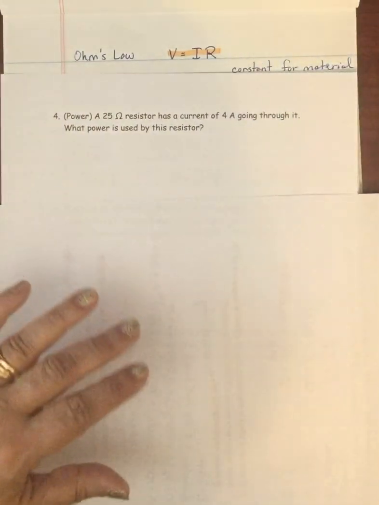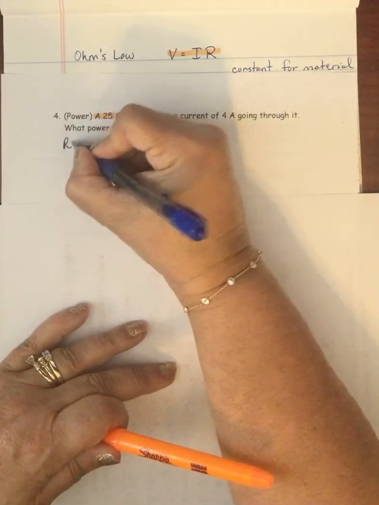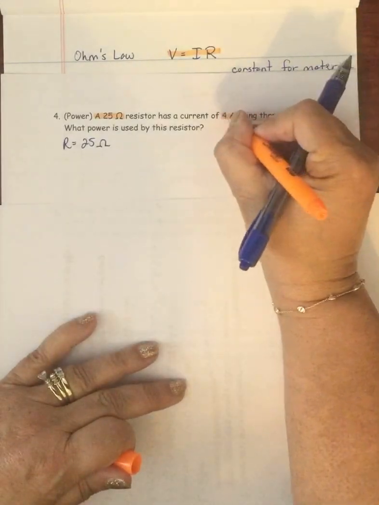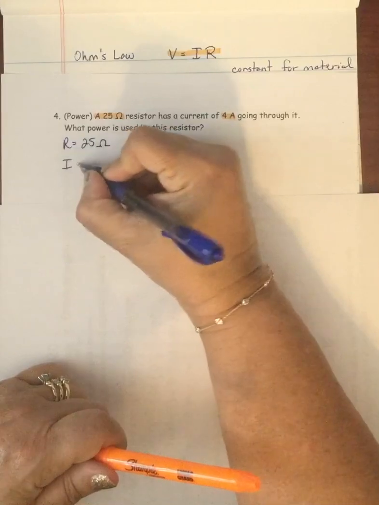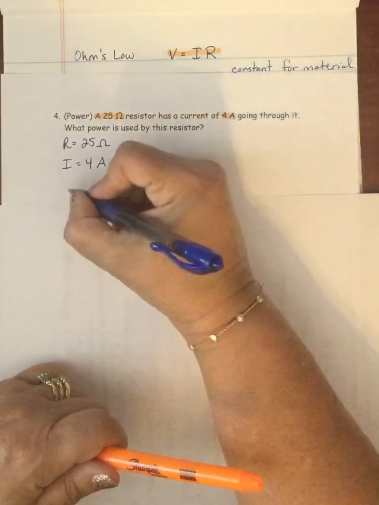You have a 25 ohm resistor. So again, power is given to us. Resistance is given to us, 25 ohms. And you have a current of 4 amps going through it. So I is given to us, 4 amps. And you want power.